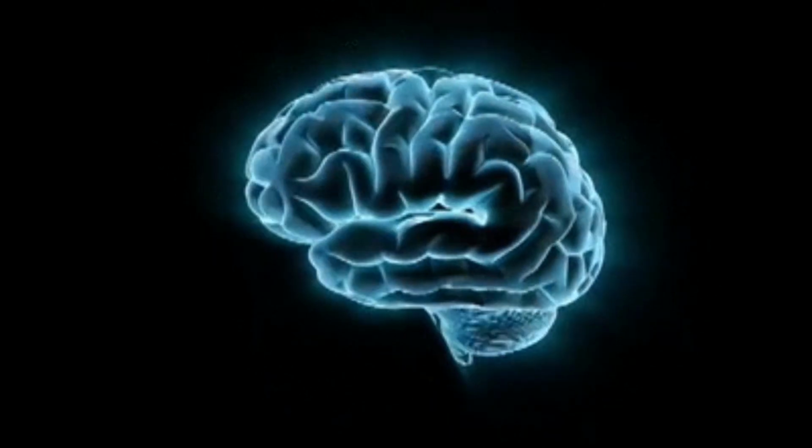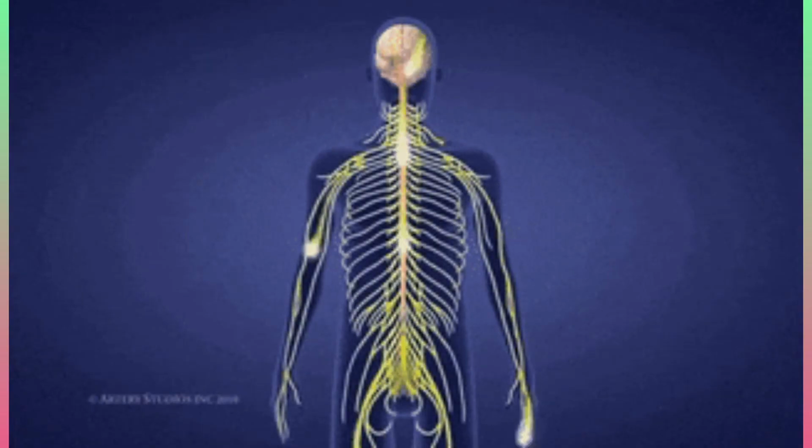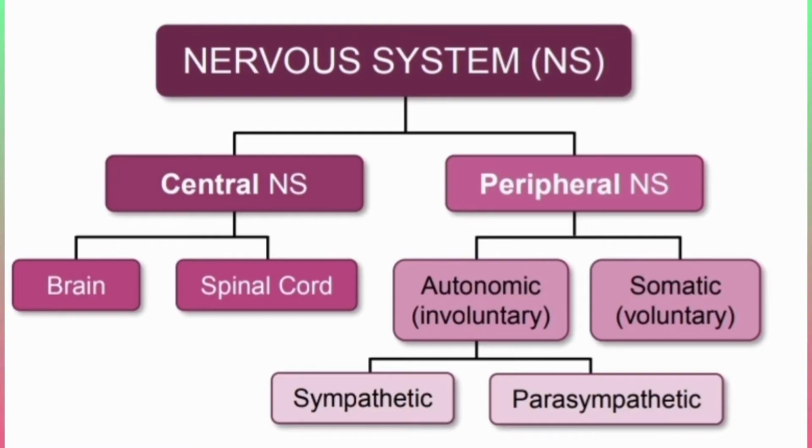The peripheral nervous system consists of all nerves found outside the central nervous system. It consists of 12 pairs of cranial nerves which are connected to the brain and 31 pairs of spinal nerves which are connected to the spinal cord. The peripheral nervous system can be divided into 2 parts: the somatic nervous system, which controls voluntary muscle, and the autonomic nervous system, which controls involuntary muscles.